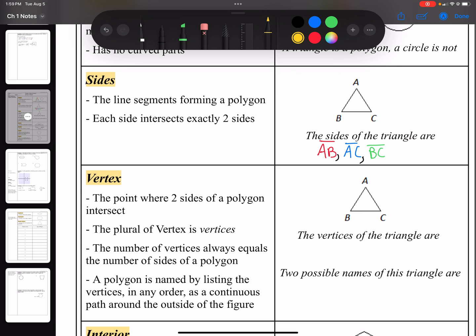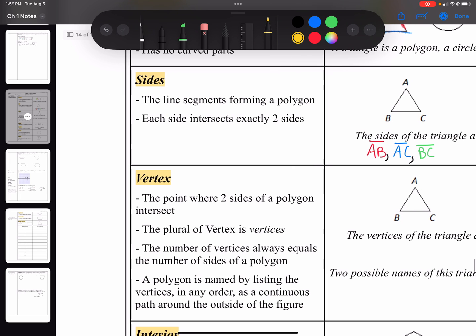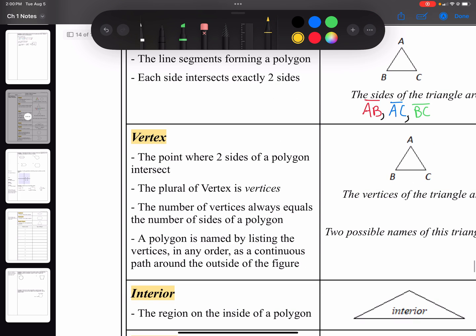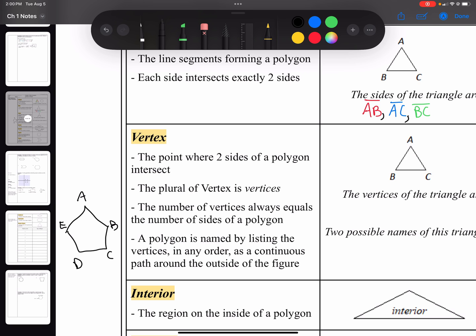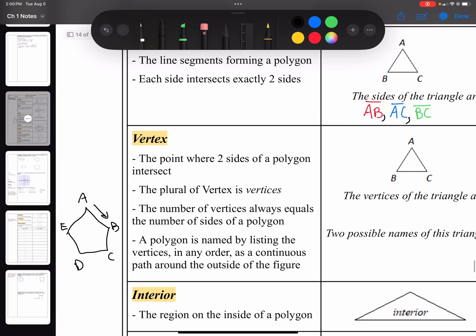A polygon is named by listing the vertices in any order as a continuous path around the outside of the figure. Now, what does that mean, continuous path? Let's say I have this diagram here. I'll call that A, B, C, D, E. You can call that polygon A, B, C, D, E, as long as you're in a continuous path.